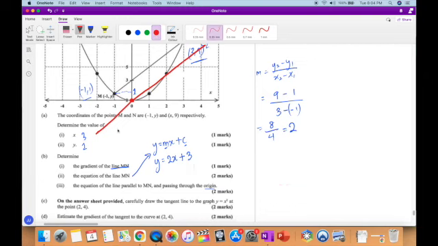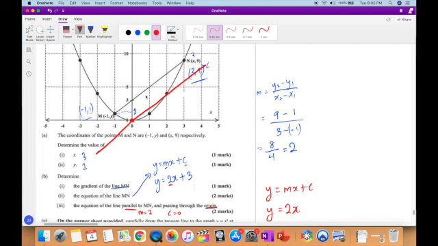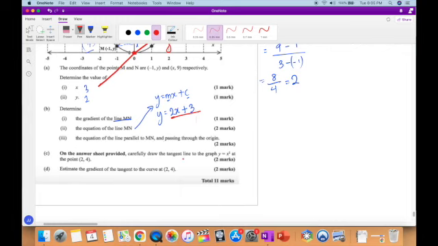So we could see here that the equation of the line parallel to MN, parallel means it's going to have the same gradient, so m is going to be 2, and it's passing through the origin, so c is going to be 0. So therefore, the equation of the line y is equal to mx plus c, y is equal to 2x. Remember the line MN was 2x plus 3. So the equation of the line parallel to MN, passing through the origin, is y is equal to 2x.